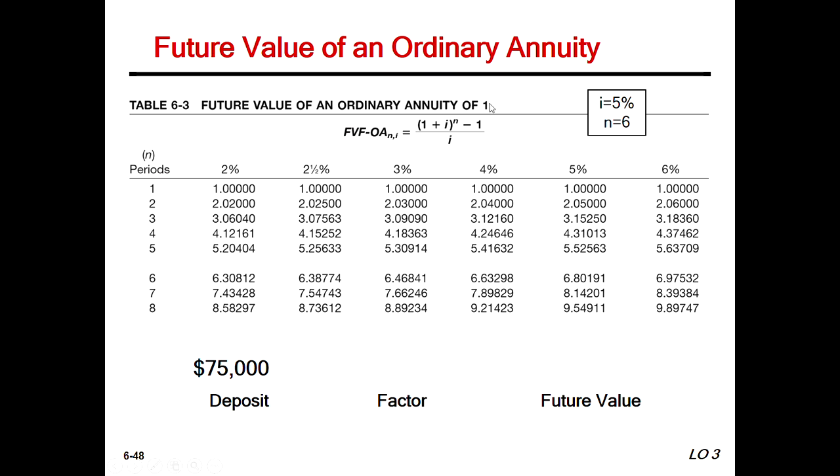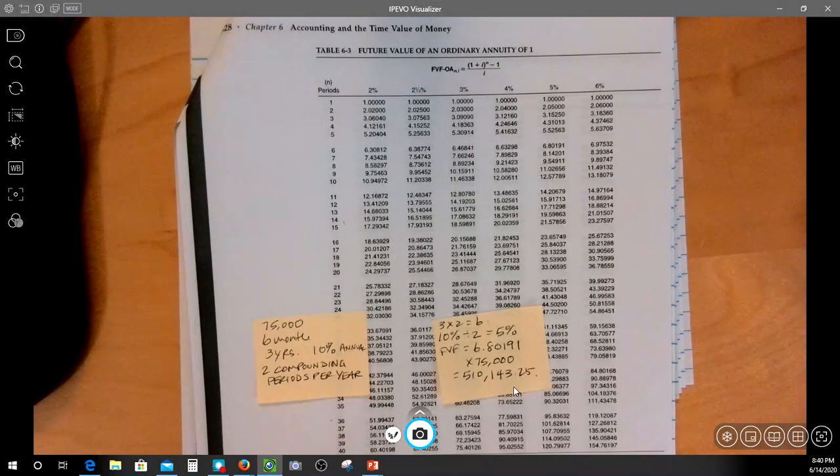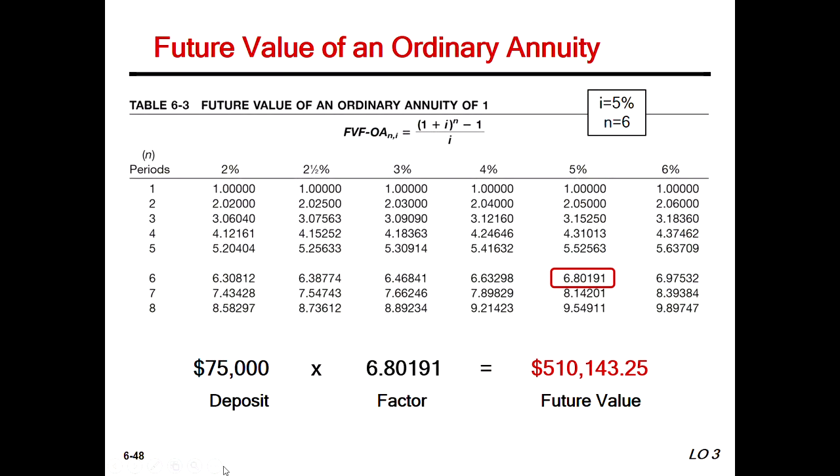So let's take a look here. 5%, 6 periods, 6.80. Multiply it by that factor: 510,143.25. Why, look at that, that's what we've got too. So we're just doing the same thing. This is an ordinary annuity, so this is the future value of an ordinary annuity. In the next slide, we're going to talk about calculating the future value of an annuity due.